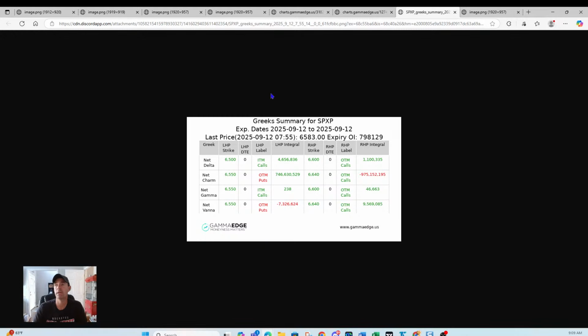All right, moving on to the SPXP net stack command. Again, high sensitivity levels for today. Obviously, 6,600, we've already pointed that out.